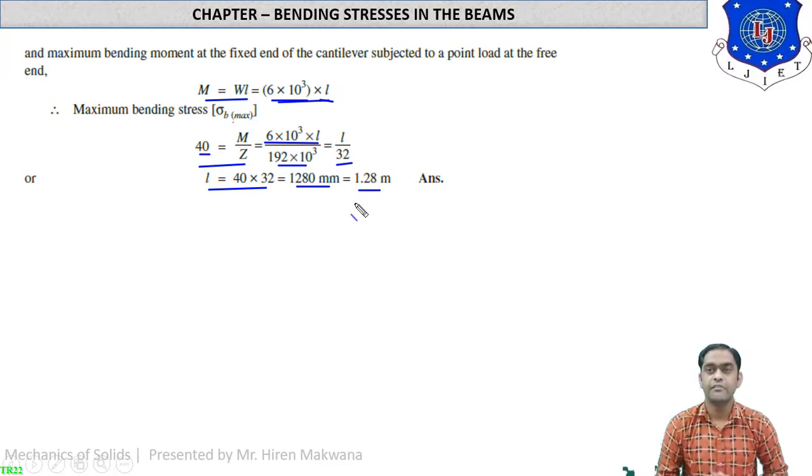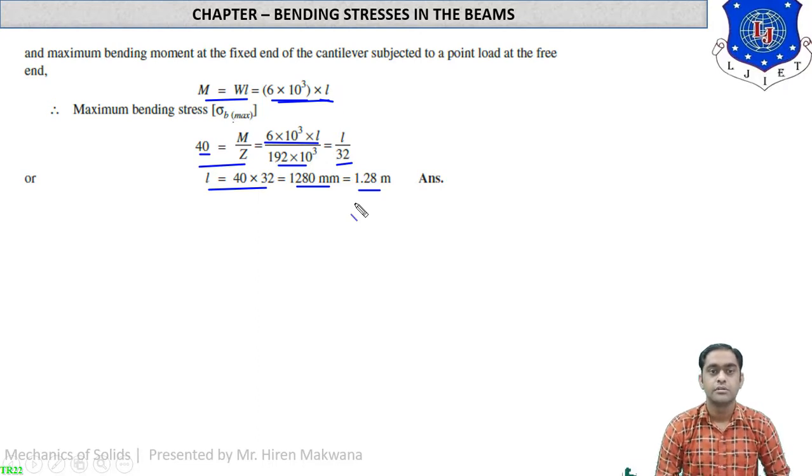So again and again we are using just three formulas. First formula, sigma equal to M by Z, which is our flexure equation, main equation. Rest two formulas, in which first formula is section modulus Z is equal to I by Y, or we can directly calculate for the rectangular section and circular section, BD square by 6 and pi by 64 d cube, pi by 32 d cube, sorry.